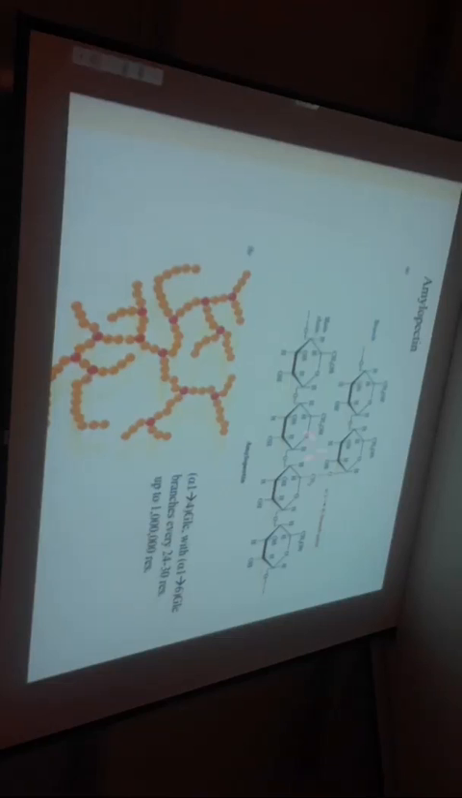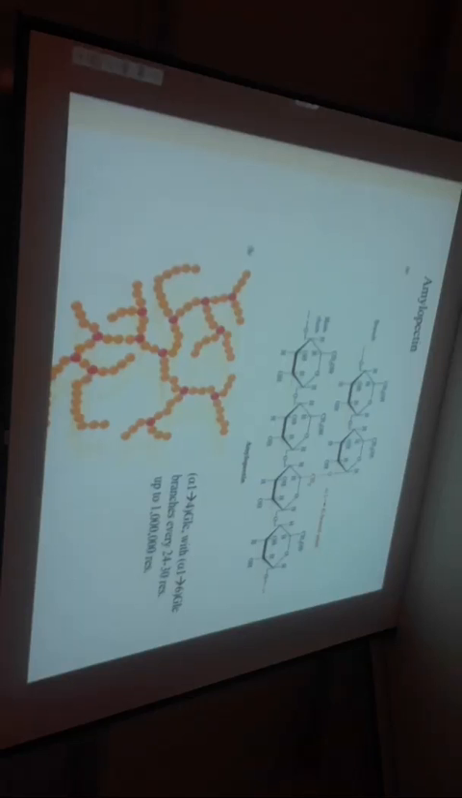And we introduce these alpha-1 to 6 branching points, and this happens every 24 to approximately 30 residues in amylopectin in starch. Then we can form structures that are actually quite huge and can comprise up to 1 million residues, so big molecules.